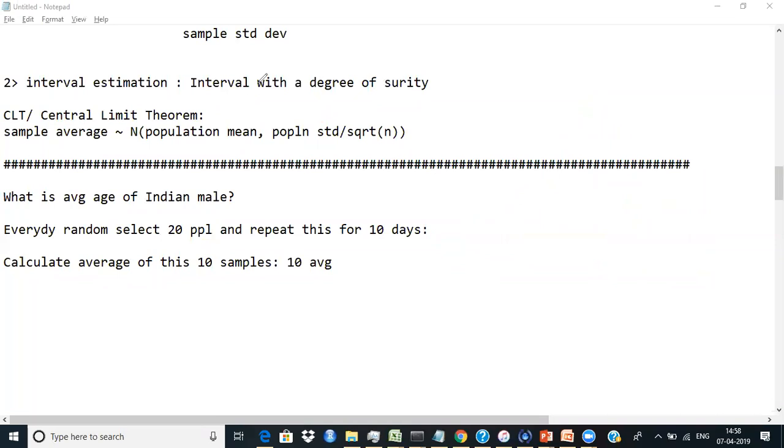So if you have to plot the bell curve, you take samples. Every day 10 people, which is one sample, or every day 20 people, one sample. Repeat this for 10 days. If you plot it, you will get a bell curve. So on the x-axis there is probability, and on the y-axis, what is there?